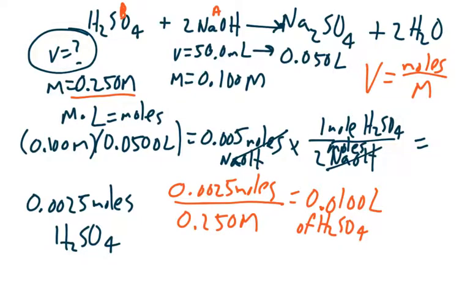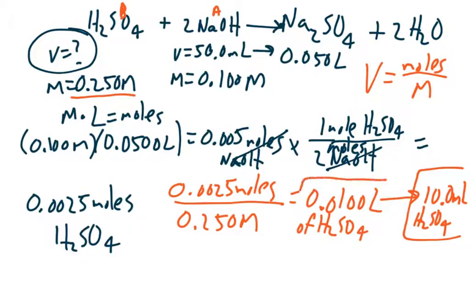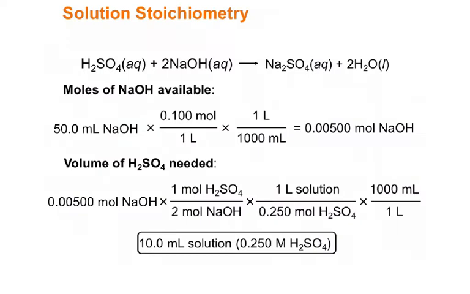I'll give you both. Okay? If we multiply by 1,000 here, this becomes 10.0 milliliters of H2SO4. I used 3 significant digits based on the information provided in the question. And there's your answer, either in milliliters or in liters. Now, I'll show you. Here is the solution.